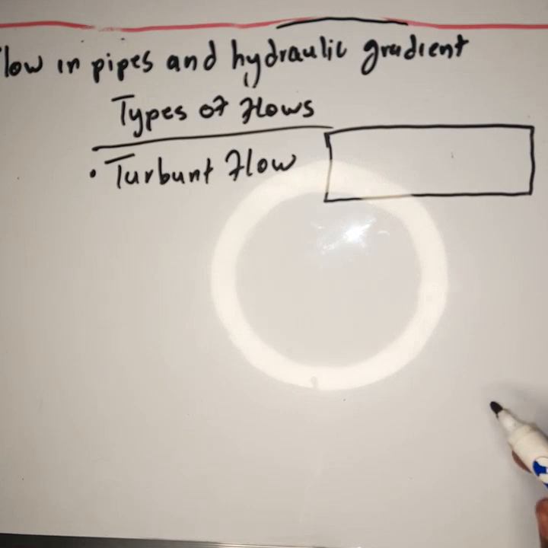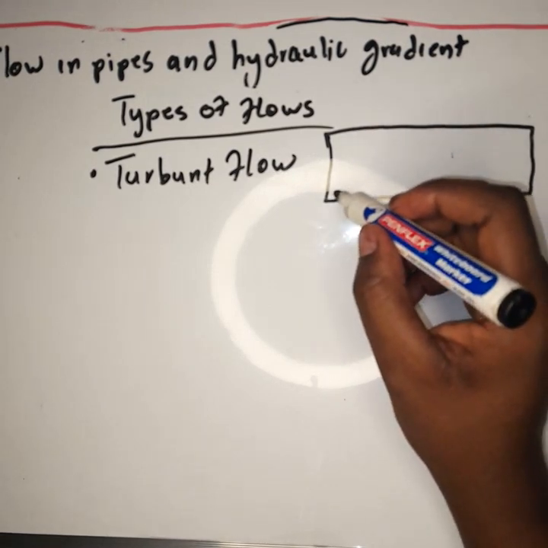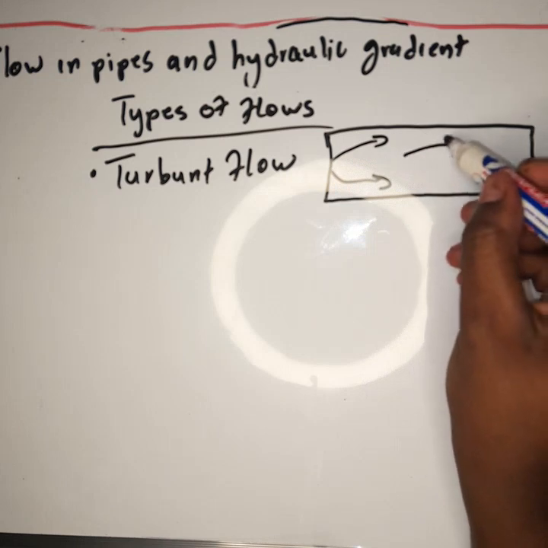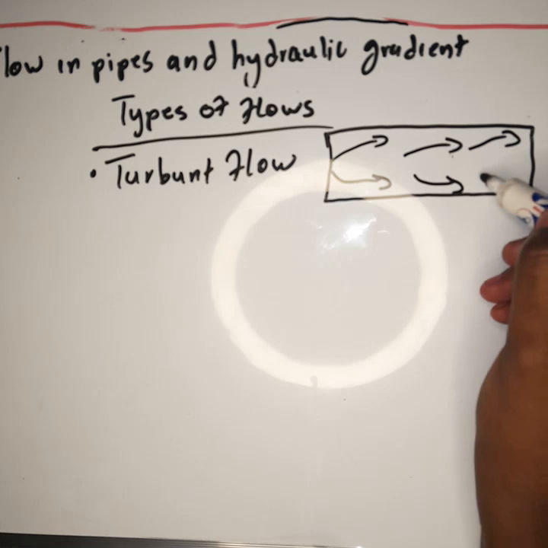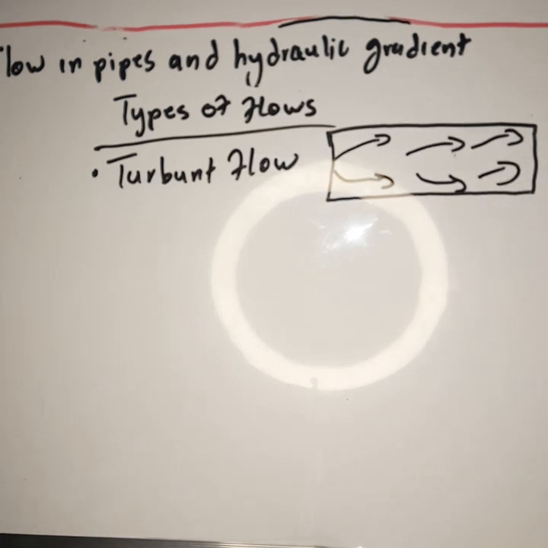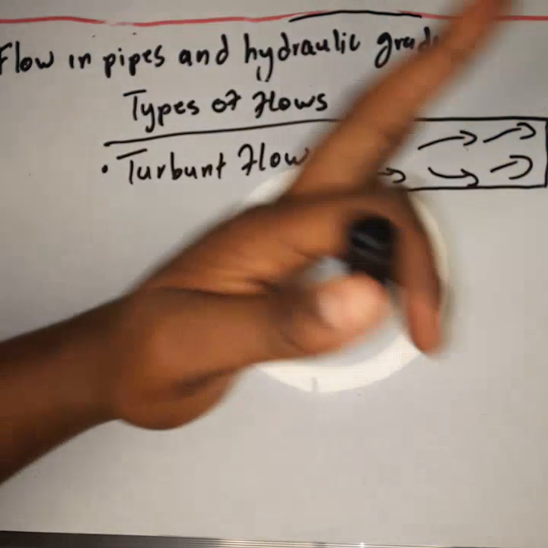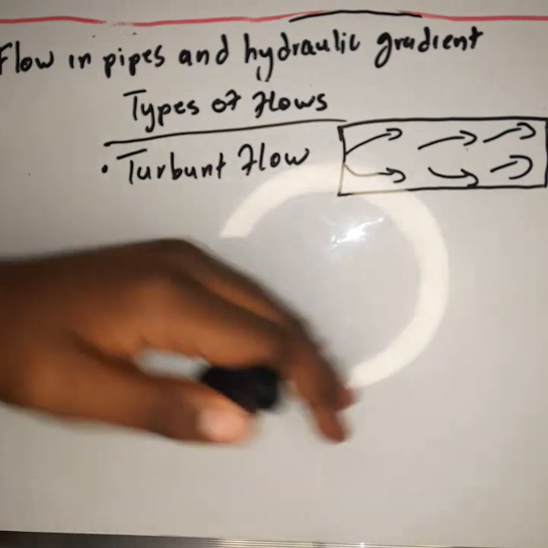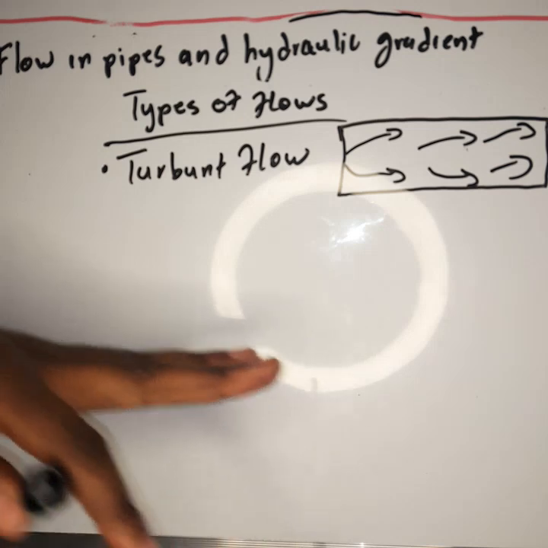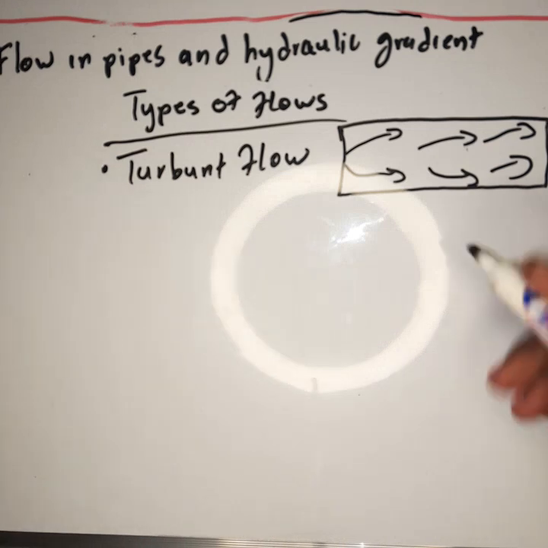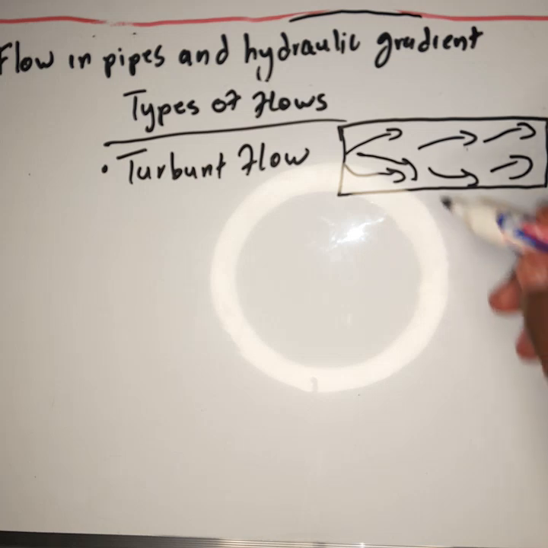We have a turbulent flow. This area indicates the turbulent flow. In turbulent flow, particles flow in a disorderly manner. They don't flow straight, and they don't flow in sequence. They don't follow the same path, but they flow disorderly, which is the type of flow we call turbulent.